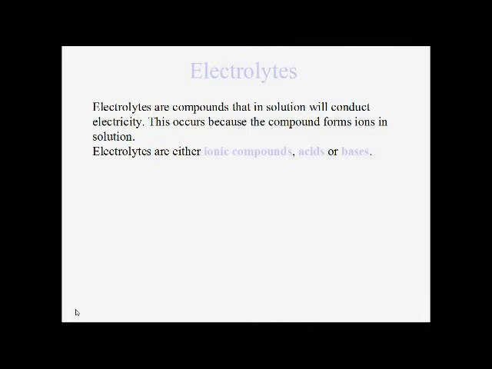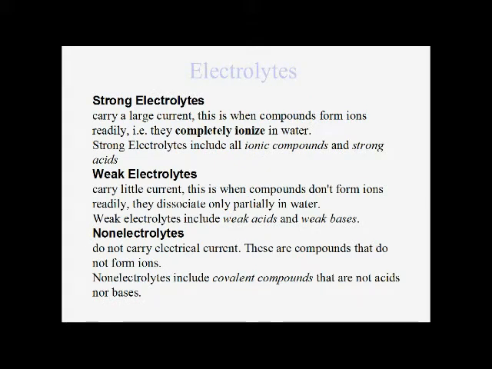So solutions that have ions in them are called electrolytes. They conduct electricity, and those electrolytes are either ionic compounds, acids, or bases. So a strong electrolyte will have a high concentration of ions. That means a soluble compound that will ionize completely. So this would be ionic compounds with good solubility and strong acids.